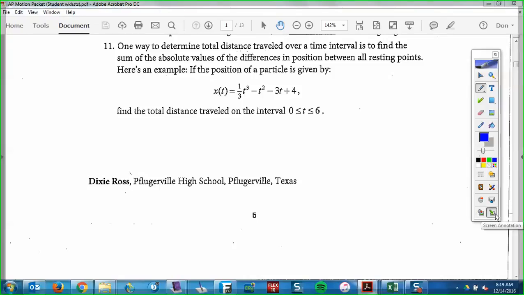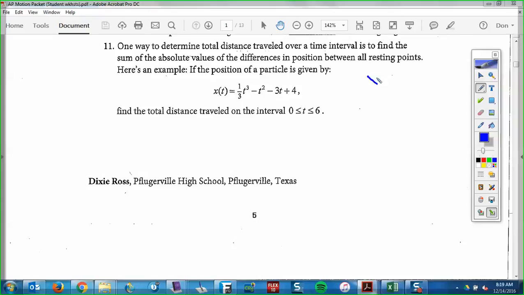because this is actually a problem we're going to see a fair amount. This is the one that I want to do on here. Then there's some others on here like it that you can do on your own. Okay, one way to determine total distance traveled over a time interval is the sum of the absolute values of the differences in position between all resting points. Here's an example. If the position is given by this, find the total distance traveled between 0 and 6.